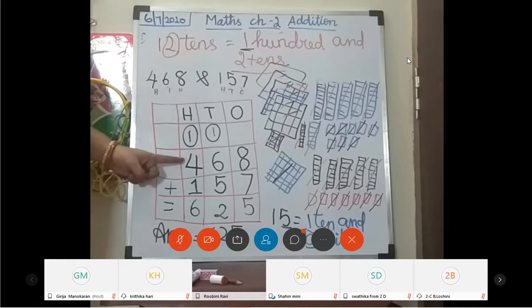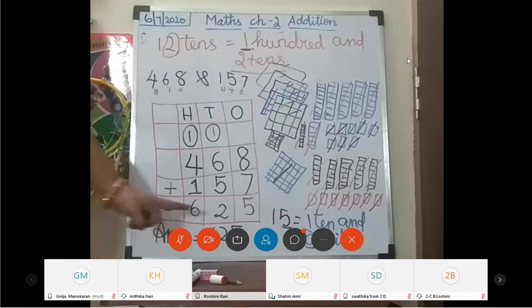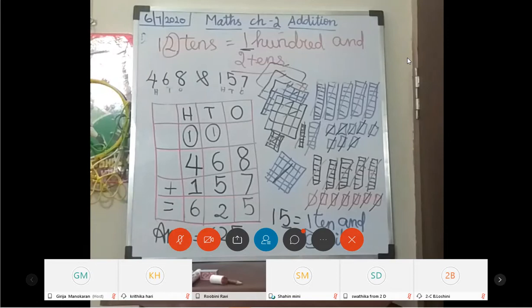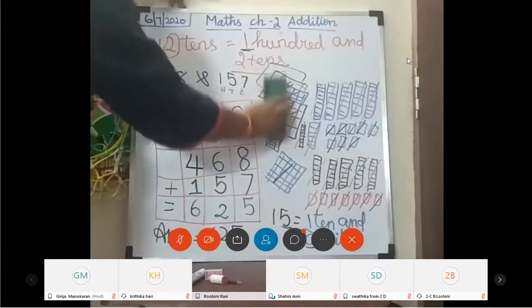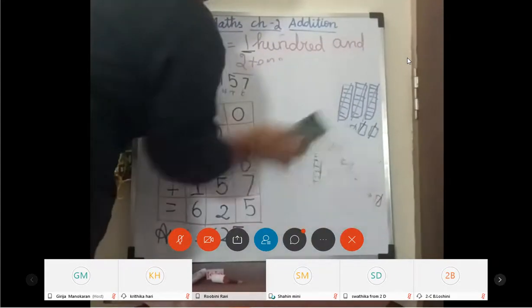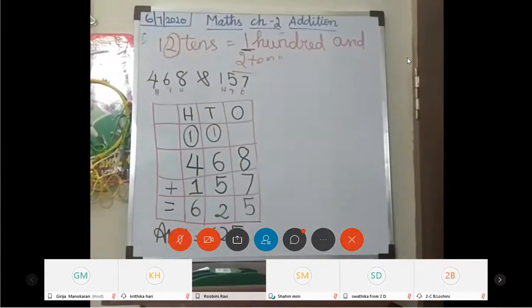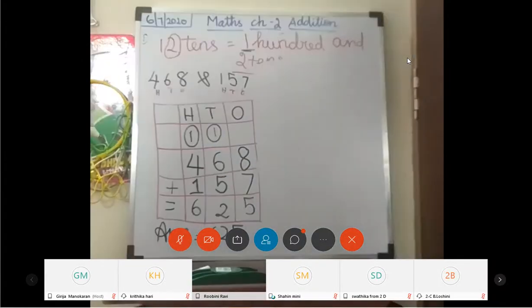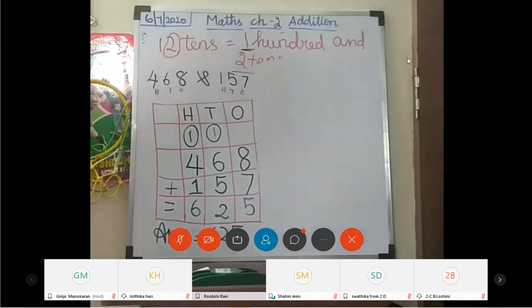Then 1 plus 4 is equal to what? 5. 5 plus 1 is equal to 6. So 625 is your answer. Is there any doubt? Just to explain the hundreds ones only, I drew the pictures. Is there any doubt? Make it fast, children. Is there any doubt?